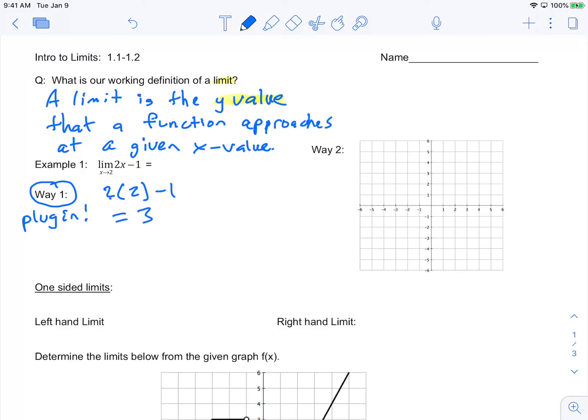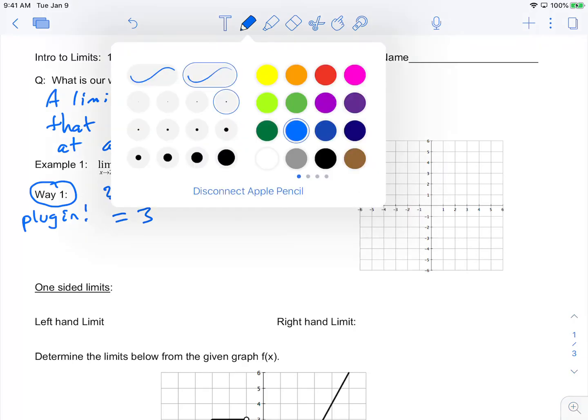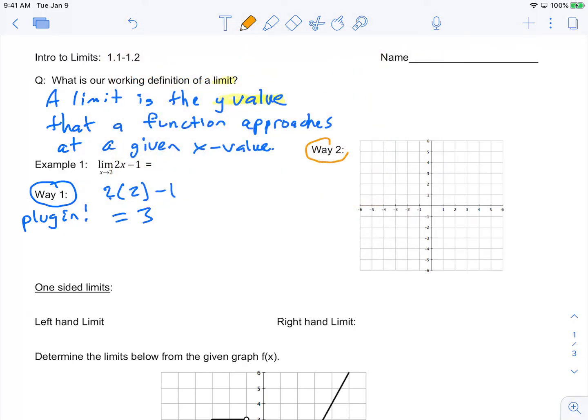Okay. Now if that doesn't work, another option that we could use is graphing. So if we know what the graph for the function looks like, you can take a look at the picture. So let me go ahead and graph. Here's y equals 2x minus 1. Remember that that's a y-intercept of -1, slope of 2. And so it's going to look roughly something like that.